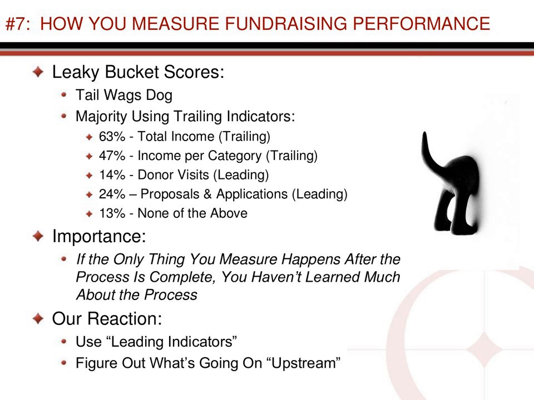So I'm going to move over to metrics, and let's go through this pretty quickly because we've been talking about metrics throughout this whole conversation. But what we found here, and you guys can read the slides, of those who measure anything, only 63% measure total income, 47% measure income per category. These are trailing indicators. You can't measure your income until after the income has been poured in the basket and counted up. So a trailing indicator doesn't tell you anything about what's going to happen. It tells you what you've already done.